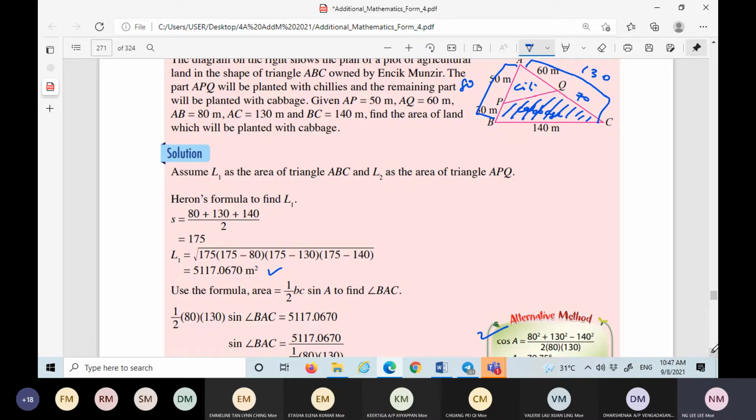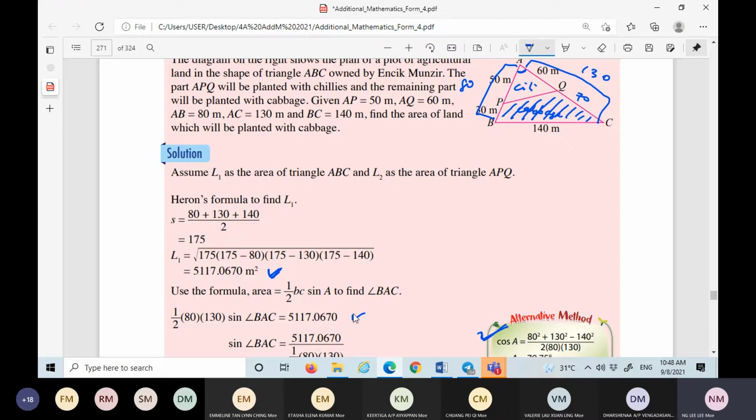Or they use this method. You can use the cosine rule to get one of the angles, here is the angle A. You can use this way to get the angle also. Or you let whatever you find using the Heron formula, the area, equal to another formula, which is half AB sine C. Here you can find the angle. So they are using here 80, 130. Same thing, they are finding this angle.